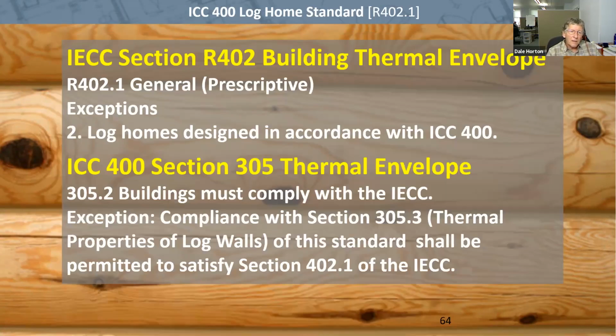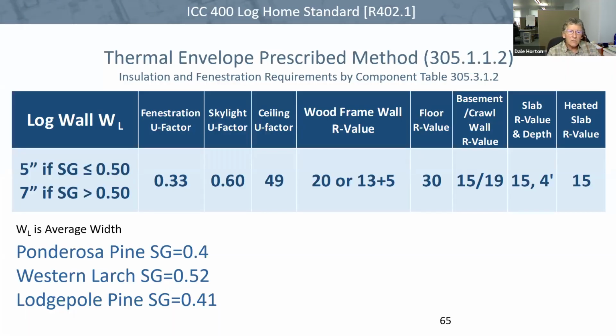So, and this is just a kind of a repeat slide. It notes the section in the IECC that refers to the ICC 400, and it notes the section in ICC 400 that refers back to the IECC. So just really quickly as an example of what it looks like, it's dependent largely in the prescriptive approach, which is the only one I even pretend to barely understand. It's dependent on the nature of the logs and the thickness of the logs. And then it has the insulation values for other building characteristics.